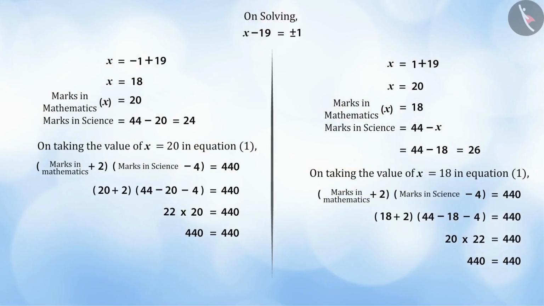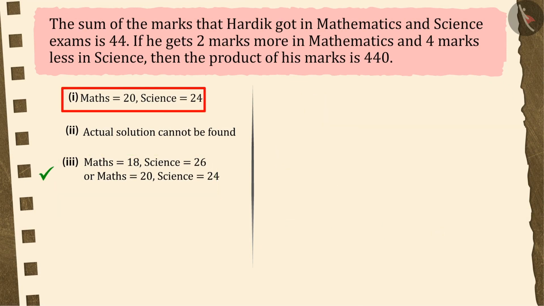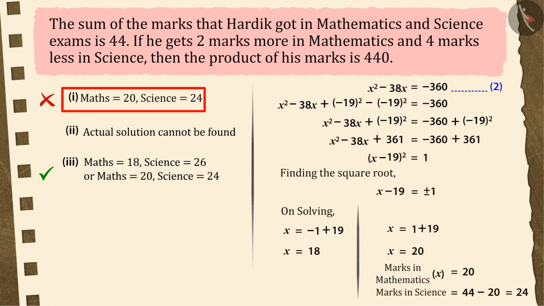So we can say that there are two possible solutions to this question, 18 or 20, and that Hardik could have got either of these marks. Hence, option 3 is the correct answer. If you have chosen the first option, it is a good try. But this answer is wrong.